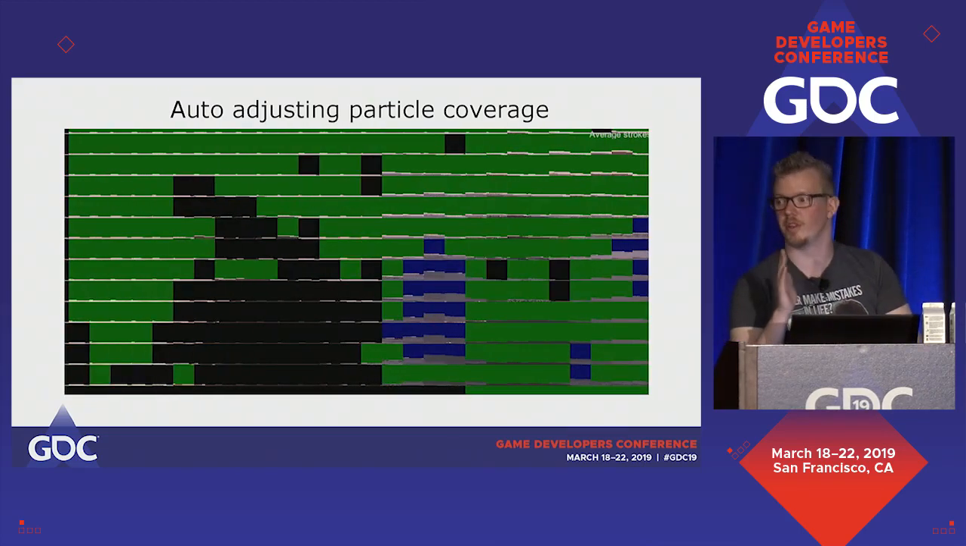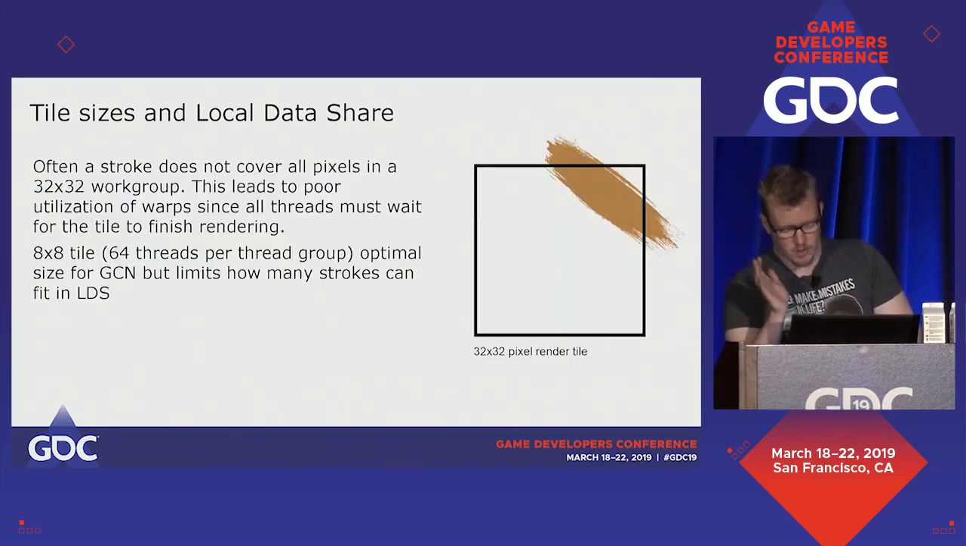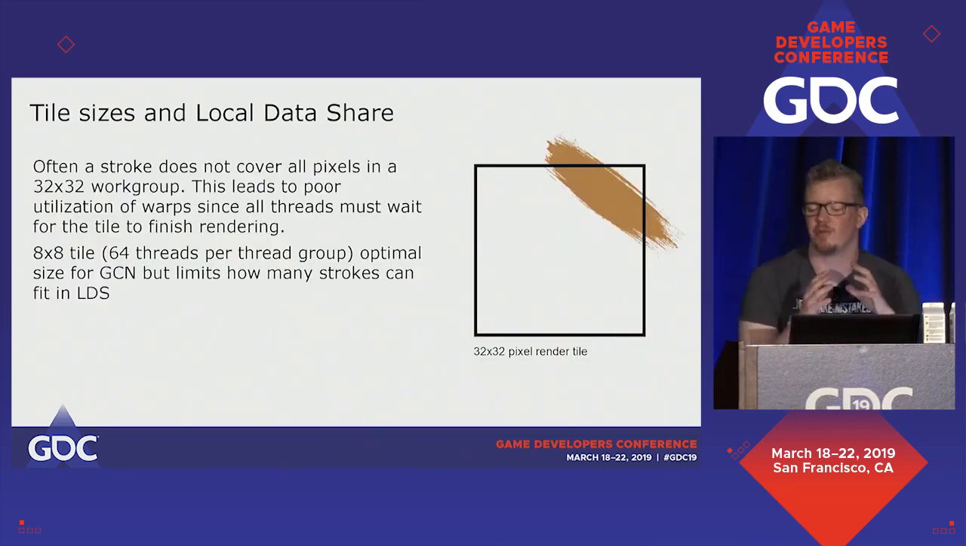So what's going on with all the green and blue colors? Well, it's quite often that a stroke will not cover all the pixels in a 32 by 32 tile. So that basically means that you end up with a lot of the threads not doing anything. And on GCN, 8 by 8 pixels is actually the optimal size for a work group. But that puts a lot of limitations on how much you can actually fit into your local data share.